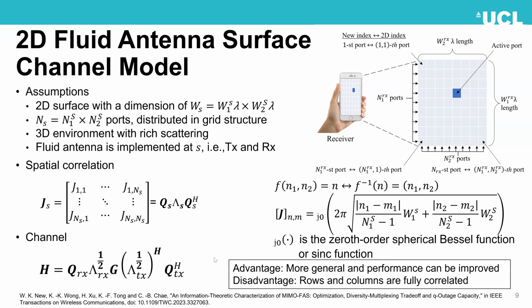Okay, so what's the advantage of this model? The advantage of this model is that it has a 2D fluid antenna surface, right? It considers 3D environments. And the fluid antenna can be implemented at either side or both sides. And thus, the performance of FAST can actually be improved, right? Nevertheless, the drawback of this model is that the rows and columns of H are now fully correlated. And thus, it can be very challenging to analyze the performance of FAST using this model.